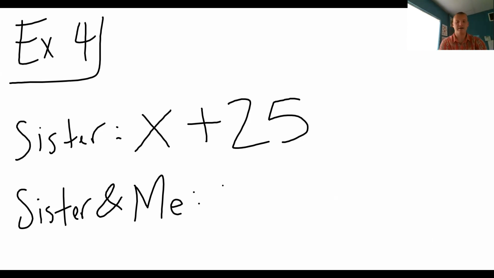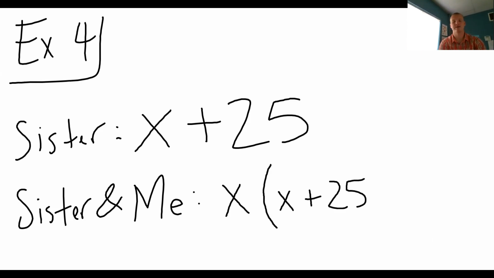So how would I figure out how much that would be? Well, I have just X amount of money. And then my sister has X plus 25. So I'm going to put that in parentheses. Me, I have X amount of money. Sister, she has my amount of money, which would be X, plus another $25. So X times X plus 25.